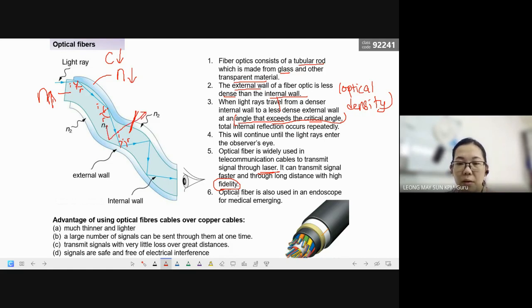Fiber optic is also used in the endoscope for medical imaging. So I want to show you the advantage of using fiber optics. I'm used to calling it fiber optics, but over here, in terms of notes, they call it optical fibers.